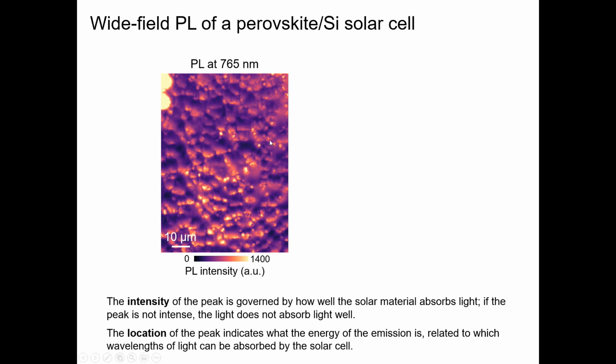And pardon, the intensity of the photoluminescence peak will be governed by how well the solar cell material absorbs light. So when it's not intense, when it's a dimmer region, that means light is not being absorbed as well there. And when it's brighter, these are the regions where it's going well. So we need to figure out what's going on in those dark spots. But microscopy is the tool that we want to use to diagnose and see what's going on and get the first evaluation of the material.